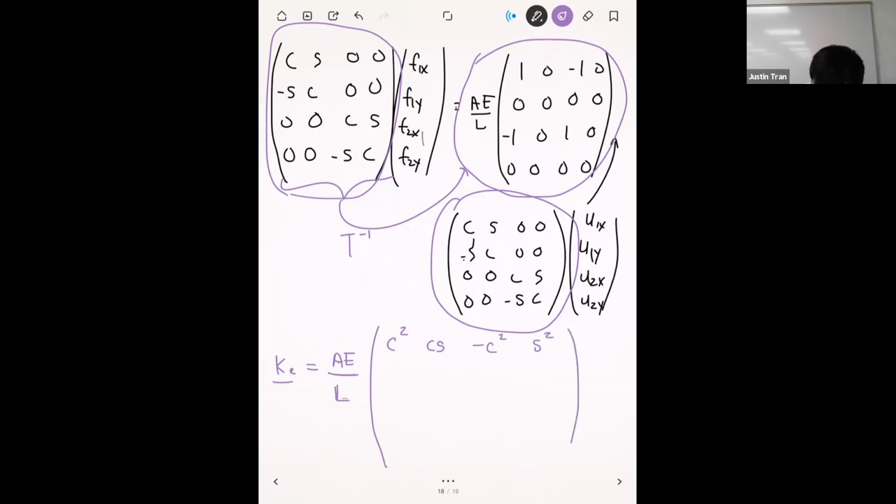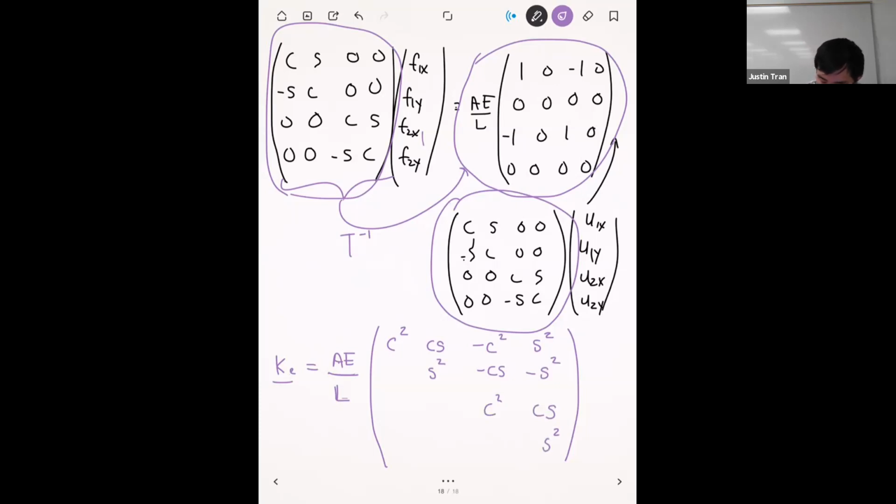Okay, so that's the first row. Second row, we have sine squared, minus cosine squared, or minus cosine sine, excuse me. Okay. We have minus sine squared here. Then we have cosine squared, cosine times sine, and then sine squared. And then everything in this matrix is symmetric.